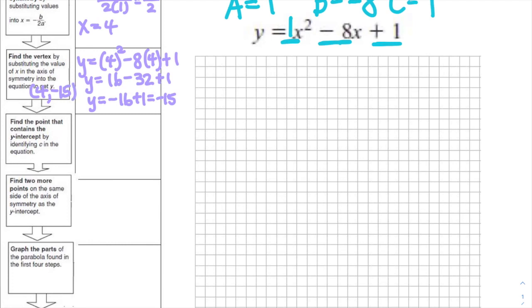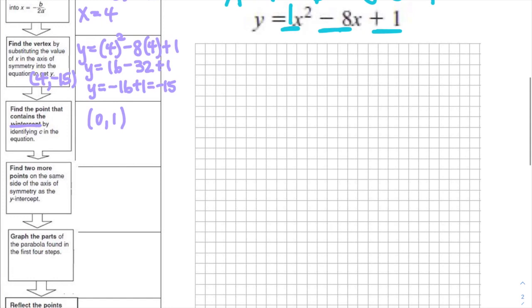negative 15. Find the point that contains the y-intercept by identifying c in the equation. c is 1, so our y-intercept is 0, 1. Remember, when it's a y-intercept, we're on the y-axis, so x is always 0. Now it says find 2 or more points. So this is where you actually create a table of values.